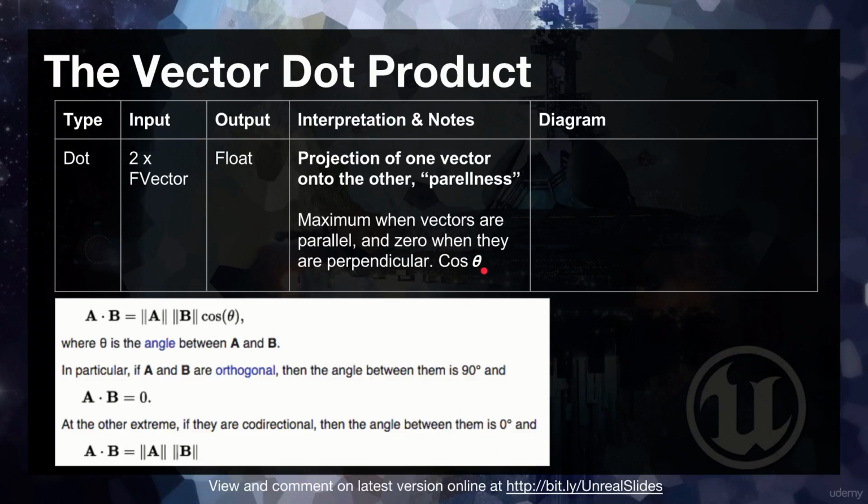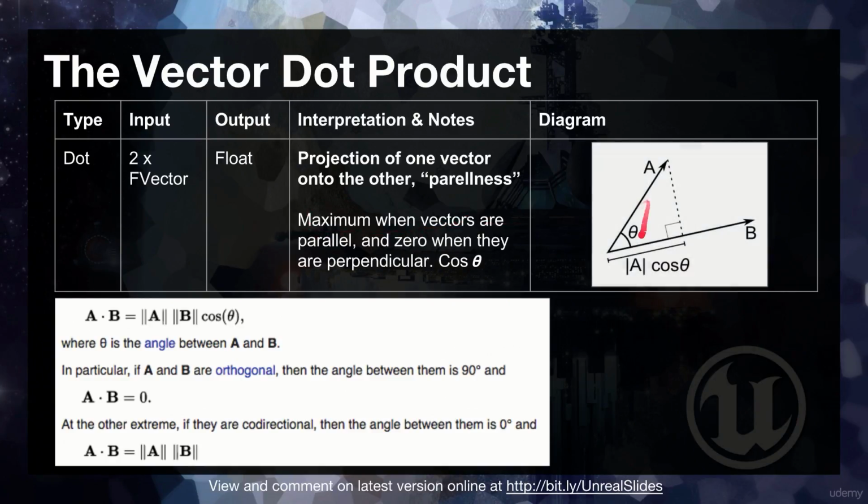It's the parallelness. How parallel are we? If I am already facing in the direction the AI wants me to be, 100% parallel, I have a value of 1. If I'm facing in the opposite direction, I'm 100% not parallel. I have a parallelness of -1, and so on for everything in between. The value of this dot product is maximum when the vectors are parallel and 0 when they're perpendicular.